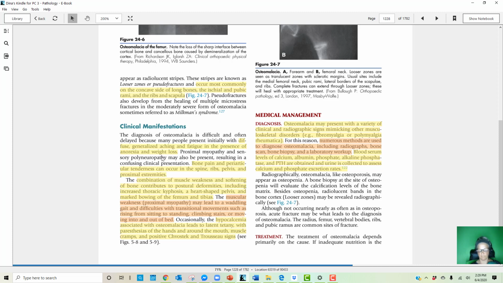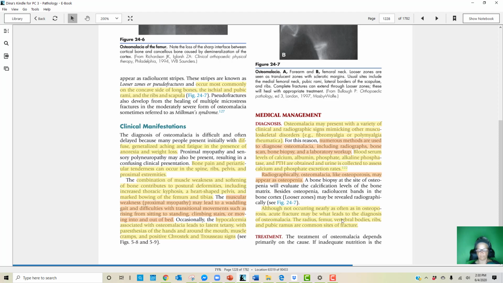Radiographically, osteomalacia, like osteoporosis, may appear as osteopenia. A bone biopsy at the site of osteopenia will evaluate the calcification levels of the bone matrix. Besides osteopenia, radiolucent bands in the bone cortex, looser zones, may be revealed radiographically. See figure 24-7. Although not occurring nearly as often as in osteoporosis, acute fracture may be what leads to the diagnosis of osteomalacia. The radius, femur, vertebral bodies, ribs, and pubic ramus are common sites of fracture.